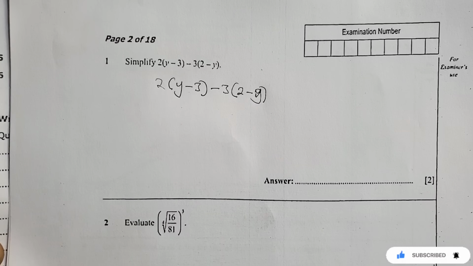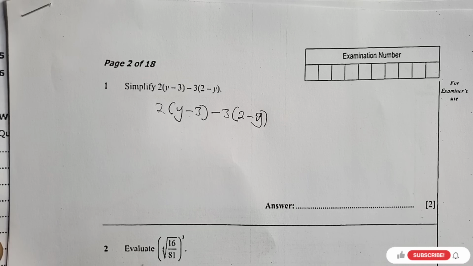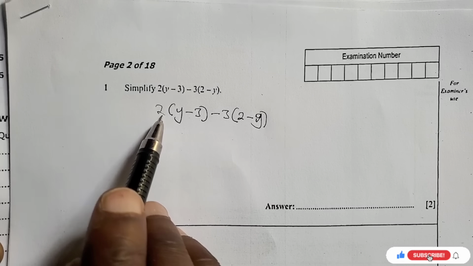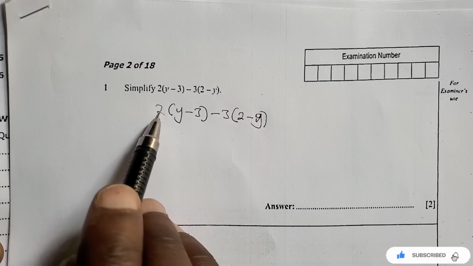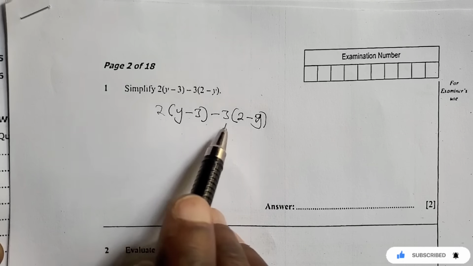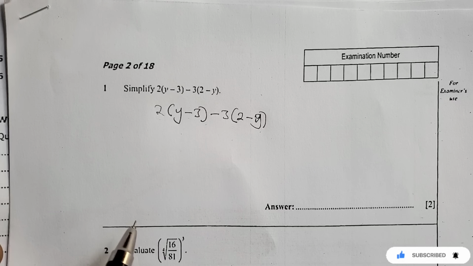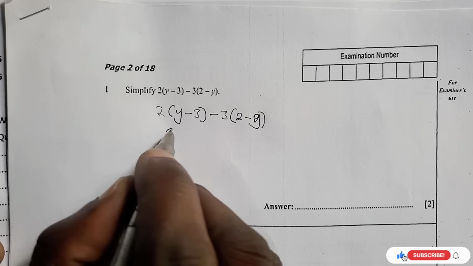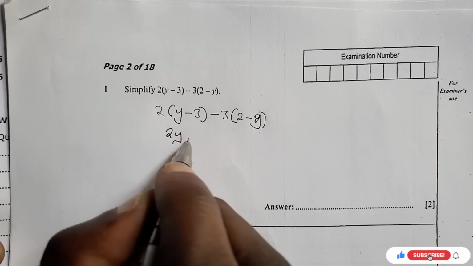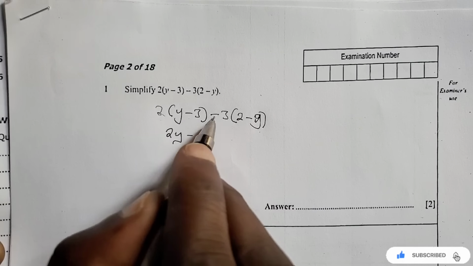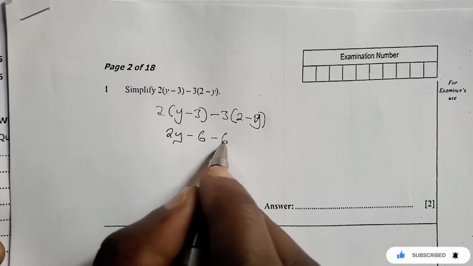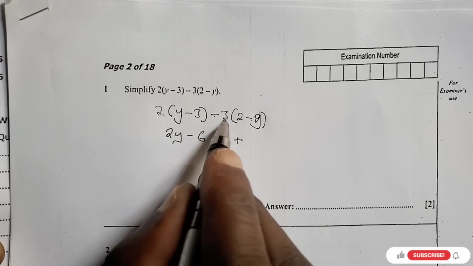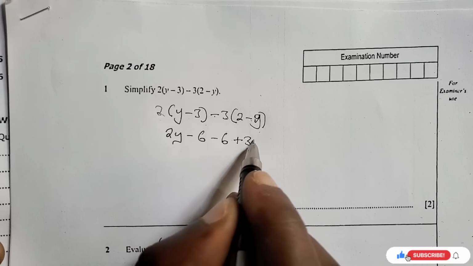So this is what we're having. Now we're going to expand. We have 2 brackets here, so we expand using the coefficient, the number on the left hand side. Here we expand using 2, and this side we expand using negative 3. So 2 times y is 2y. 2 times negative 3 is negative 6. Negative 3 times 2 is negative 6 as well. Negative times negative is positive, so 3 times y is 3y.